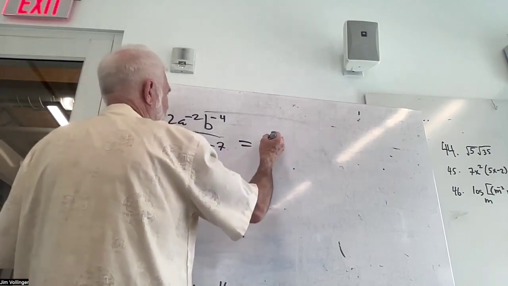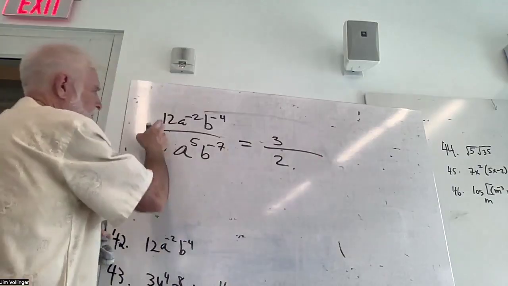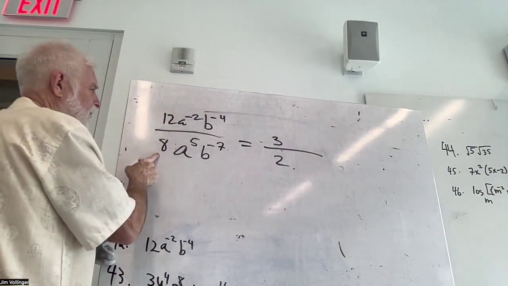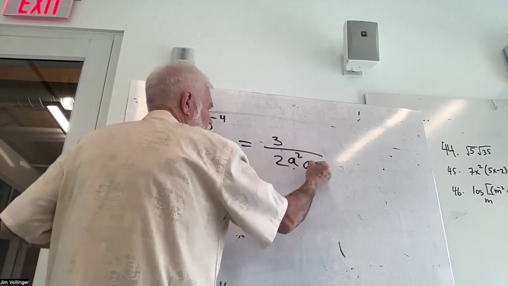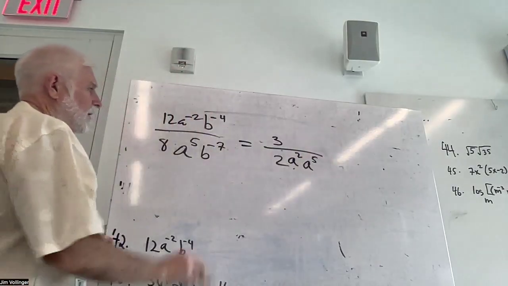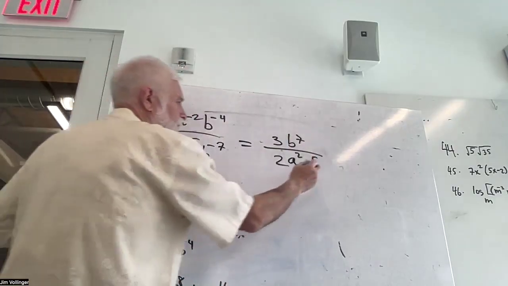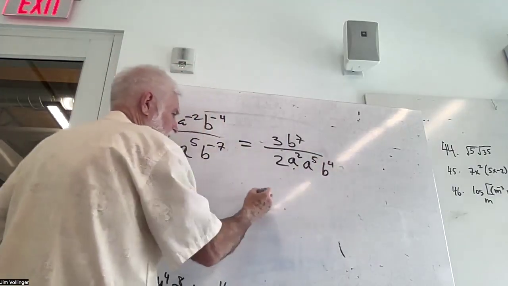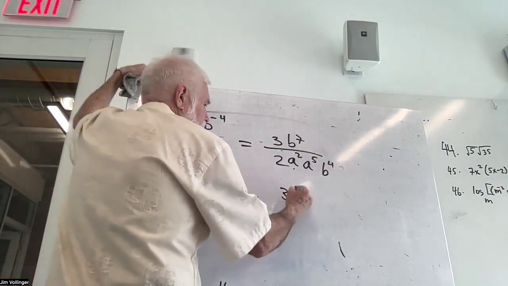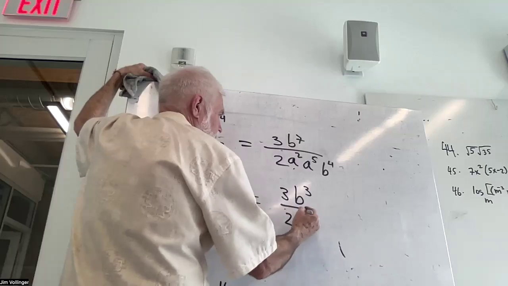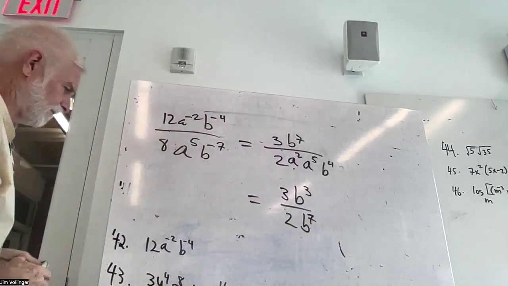So now I have 12 eighths, which we know is 3 halves, right? Each has a factor of 4 that's common. I now have that a to the minus 2 here, and there's already a to the 5 there. Therefore, I have b to the 7 here and b to the 4 here. Okay, because we usually just express with positive exponents. So I have 3b cubed over 2b to the 7. The numbers should speak for themselves.